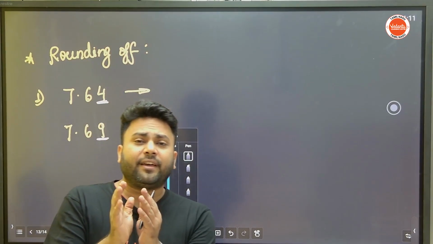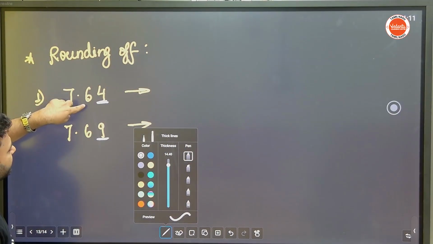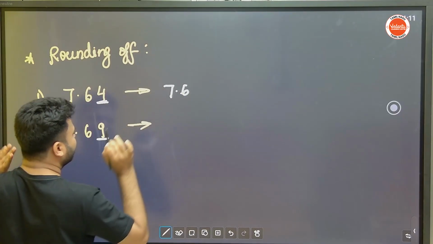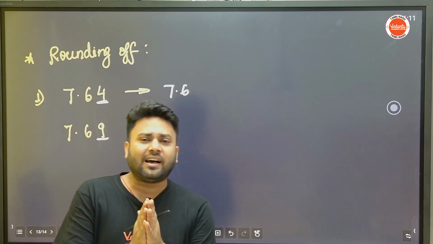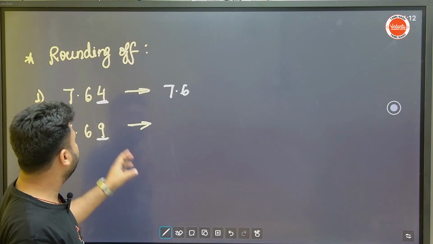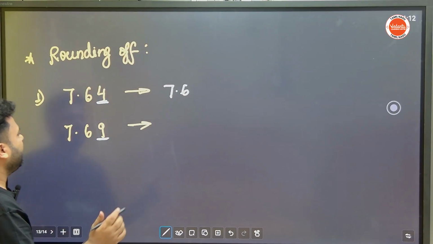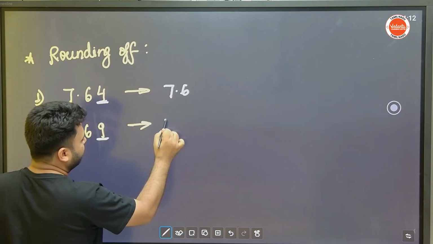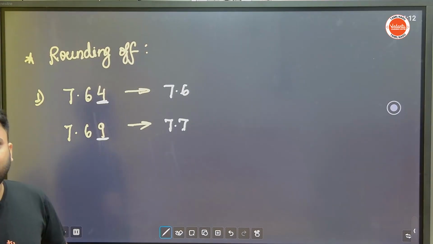If the last digit is less than 5, then the previous digit will remain the same. Means if you have to write the round off, it will be 7.6 only. Again I am saying, if the last digit is less than 5, then the previous digit will remain the same. But if the last digit is more than 5, then the previous digit will increase by 1. 7.7 this will become. Correct?